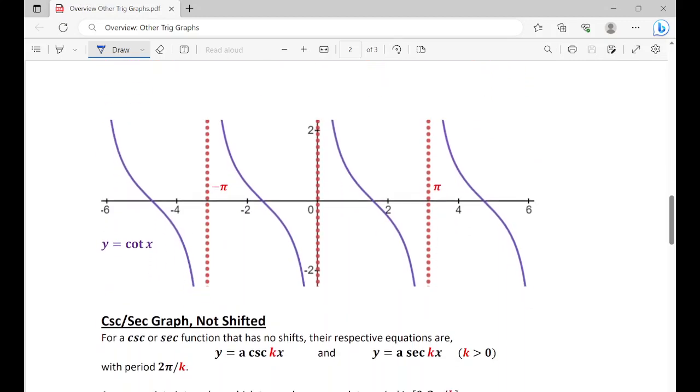And then last we have y equals cotangent x, which has a similar shape except it's running from top to bottom. And you have asymptotes at every pi increment. So negative pi, 0, pi, 2 pi, and so on. So after every asymptote, if you go pi distance down the x-axis, you'll find another asymptote. And those are the graphs of the 4 trig functions: cotangent, tangent, secant, and cosecant.